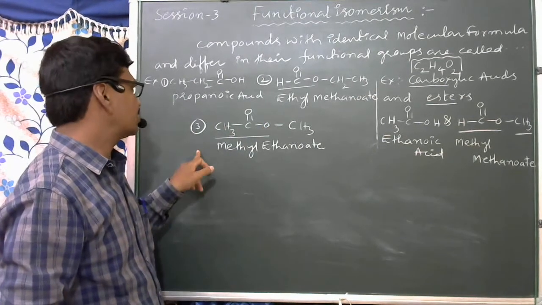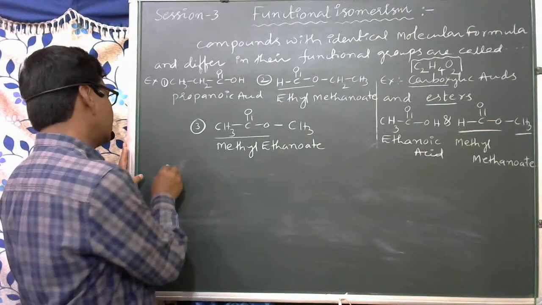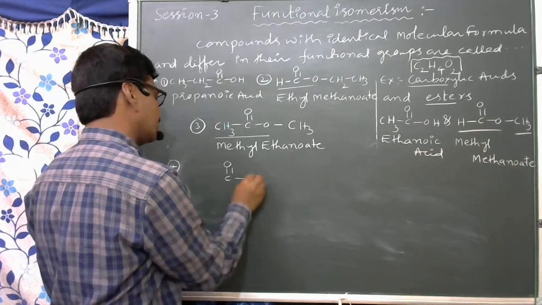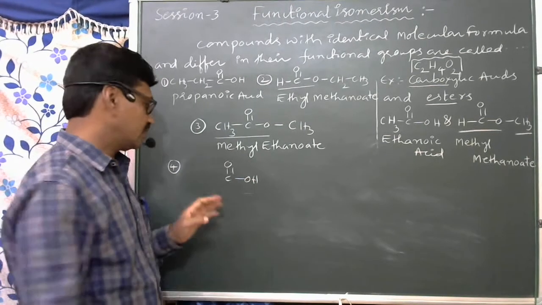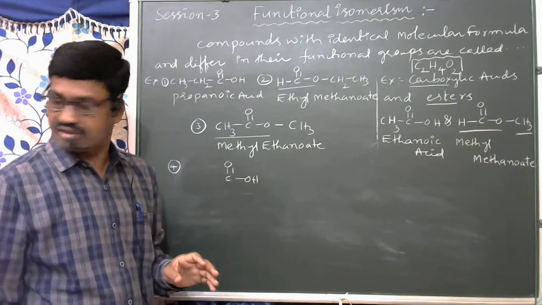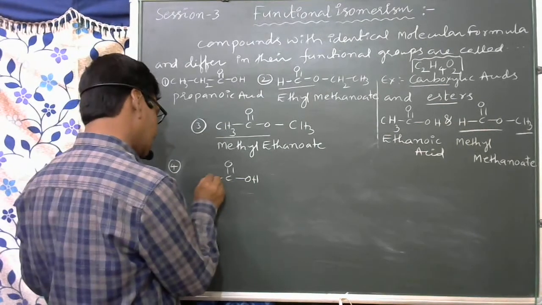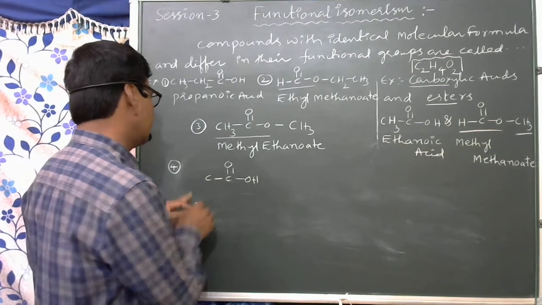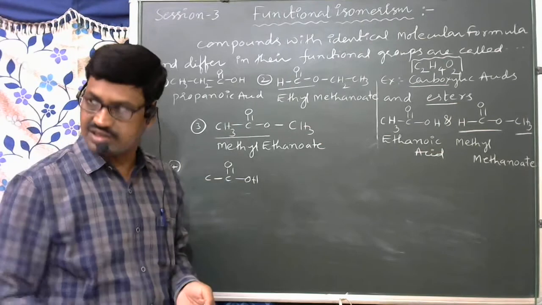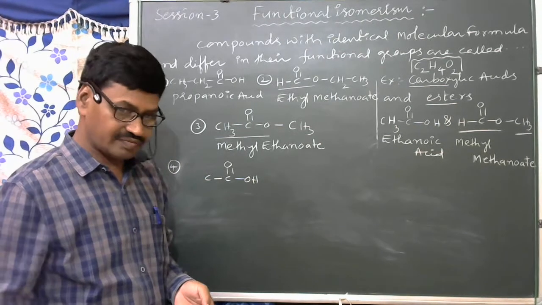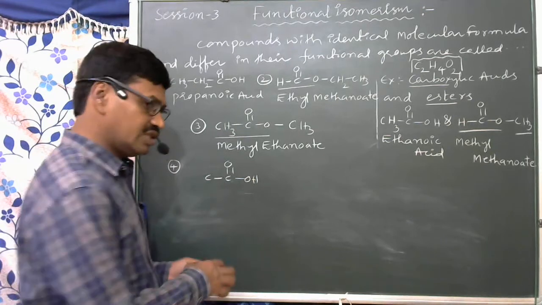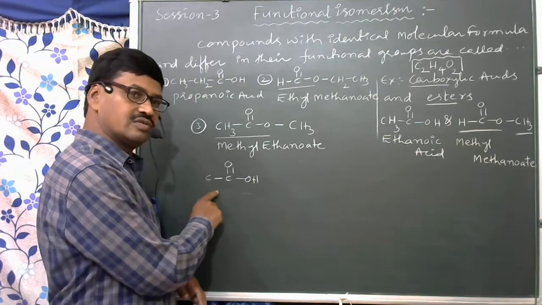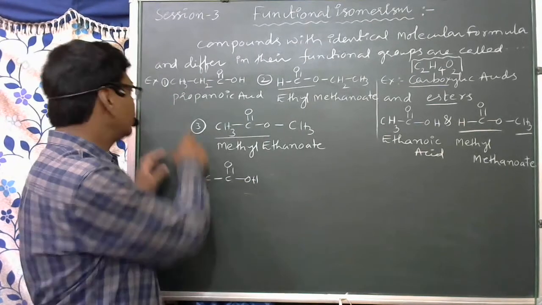This is acid, this is ester. For this we can write one more acid also. See, like this I am writing C double bond O OH. Here I am writing how many carbons? Only 2 carbons, no? So with 2 carbons there is no other way. So only these three. Only these three we can write, one acetic acid.